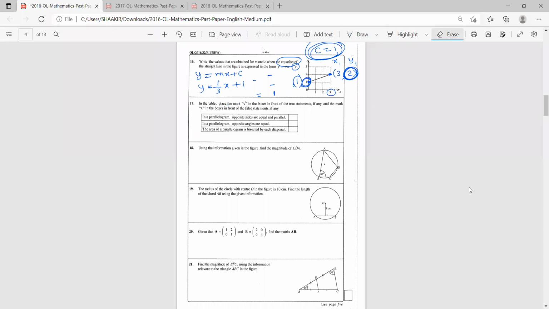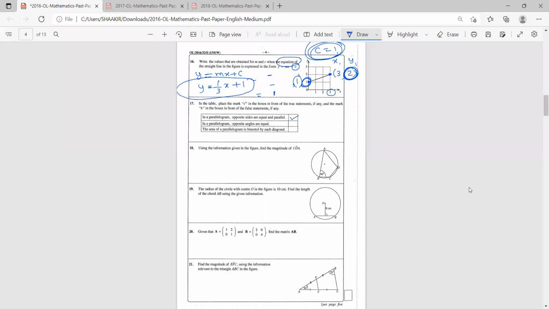Now let's go to the 17th question, children. The 17th question is based on statements. You have to see whether it is true or false. If it is true, you have to put a tick, and if it is false, you have to put a cross. They have given it based on the parallelogram. The first statement: in a parallelogram, opposite sides are equal and parallel. Definitely correct, so you have to put a tick. This is the final answer.